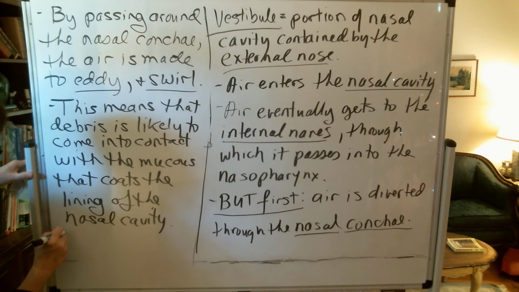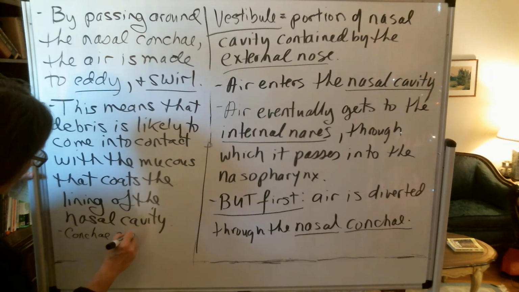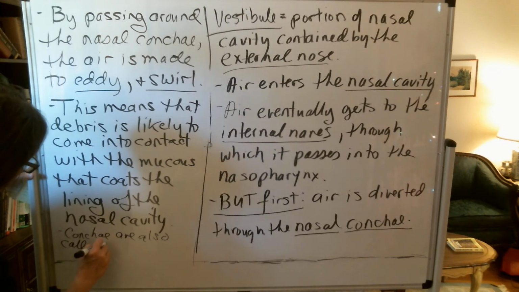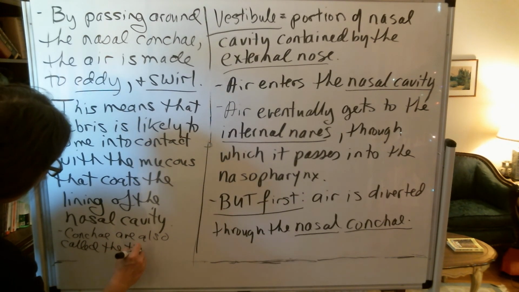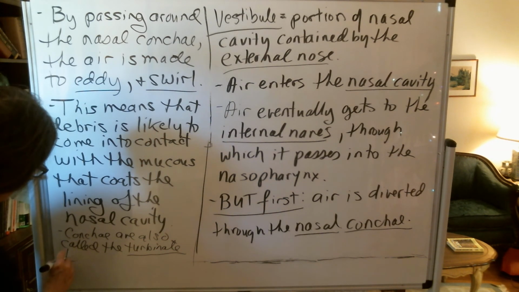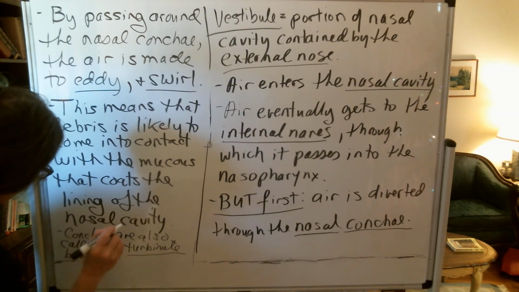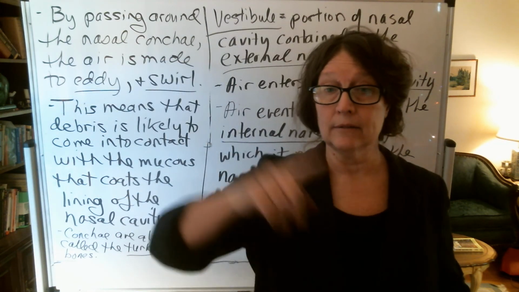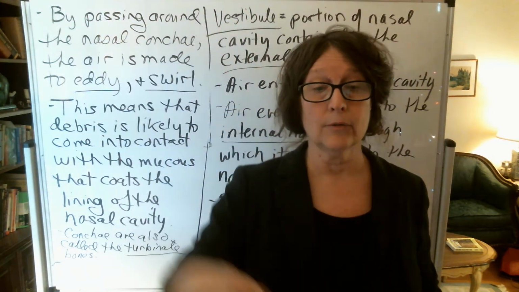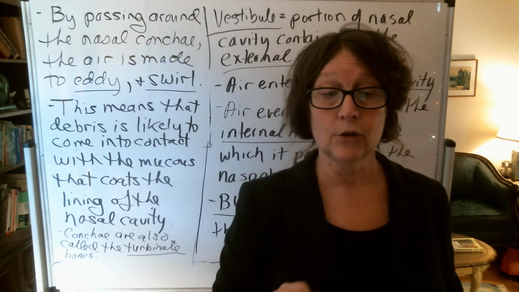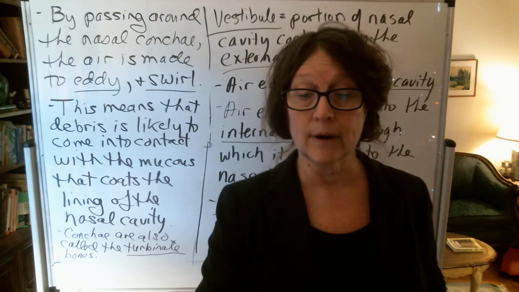So, just so you know, the conchae are also called the turbinate bones. Turbinate, like a wind turbine. Wind turbines make things go around and around and around. And in this case, the turbinate bones make the air in your nasal passages go around and around and around.